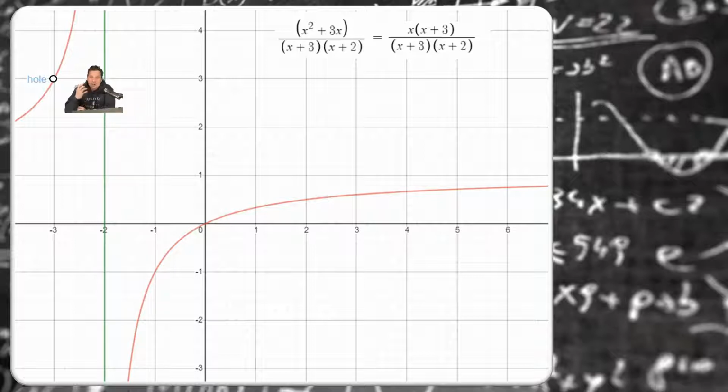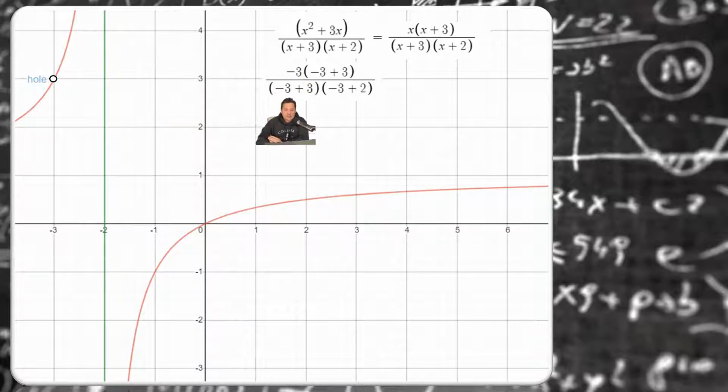But let's see why. I don't want to just tell you that there's a hole because the x plus 3 in the top and bottom cancel off. Let's actually try to see what happens when you plug negative 3 into the function. That could be a bit interesting. So let's go through that process. I am replacing x with negative 3. So this is negative 3, and then also negative 3 down below. So everywhere I see x, I replace it with negative 3.